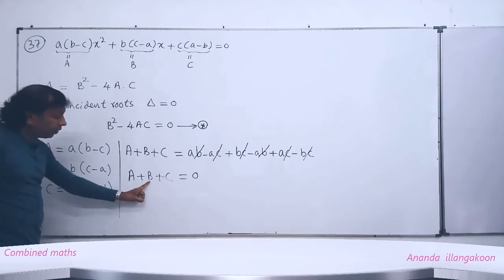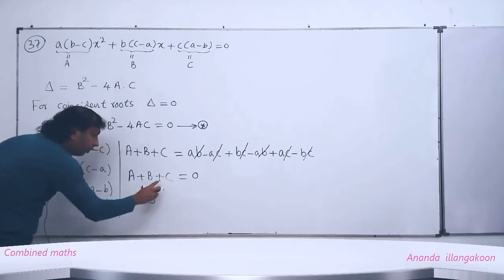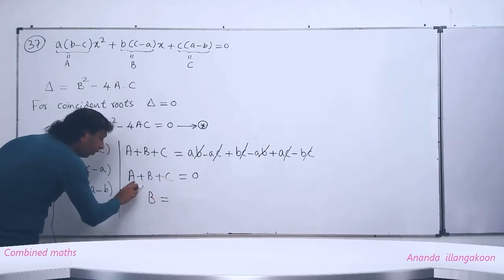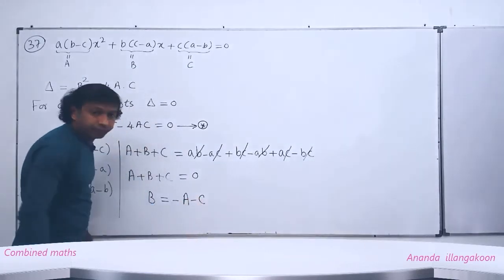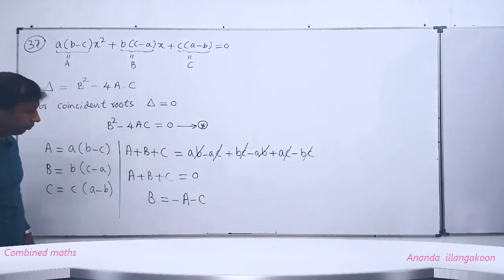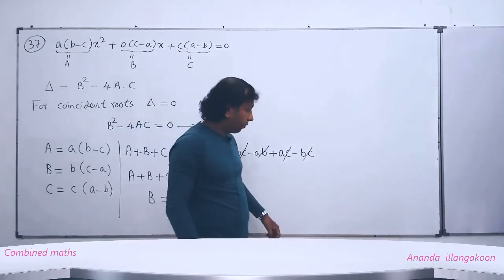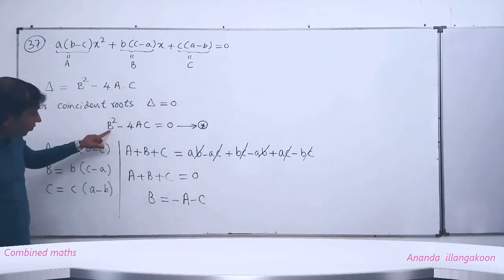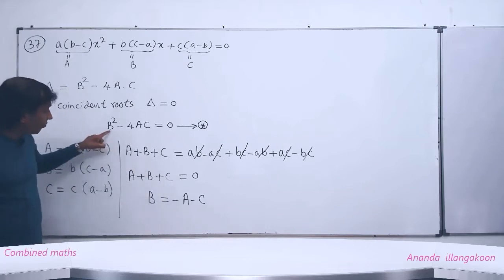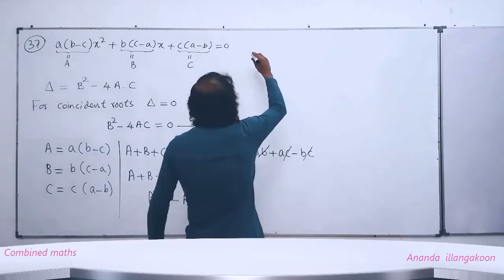People, I am going to make capital B the subject by this. Take this A and C to the right hand side. What do you get? This will be minus A, this will be minus C. Now what I do, people? This B we have in star. That minus A, minus C we substitute for this B in star.